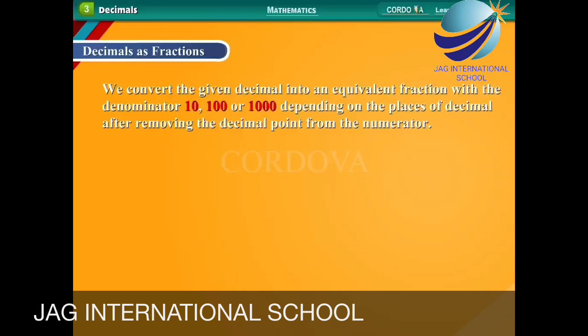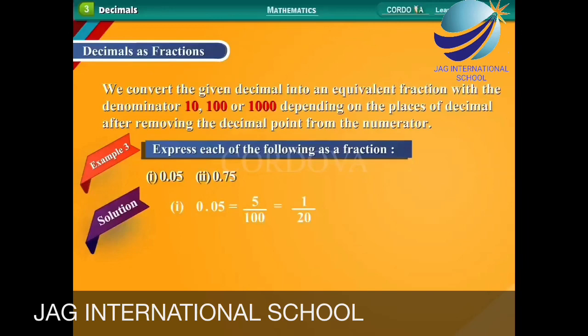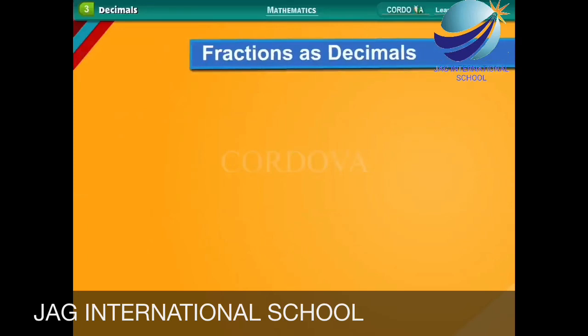Decimals as fractions. We convert the given decimal into an equivalent fraction with the denominator 10, 100 or 1000, depending on the places of decimal, after removing the decimal point from the numerator. Example 3. Express each of the following as a fraction: 0.05, 0.75. Solution. 0.05 is equal to 5 upon 100, which is equal to 1 upon 20. 0.75 is equal to 75 upon 100, which is equal to 3 upon 4.